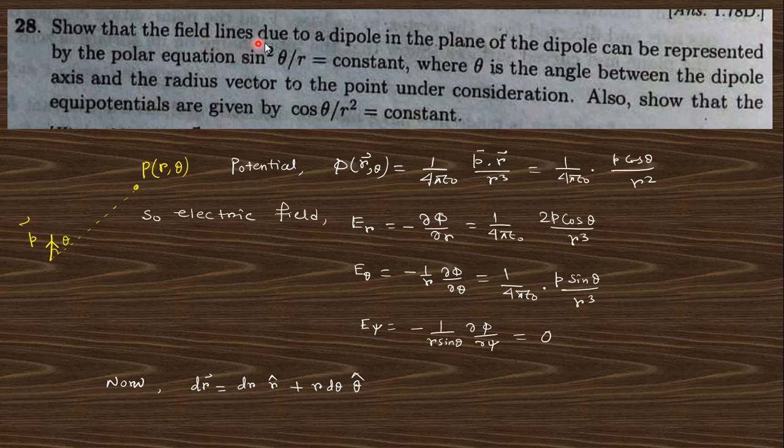The field line due to a dipole in a plane is represented by this relation, where theta is the angle between the dipole axis and the radial vector. So this is a dipole and this is any position, the angle will be theta, and the distance is r, right? The potential due to this dipole is given here, that is 1 by 4 pi epsilon, p dot r cap by r squared. So this is 1 by 4 pi epsilon, p cos theta by r squared. This was r squared, that was a mistake.